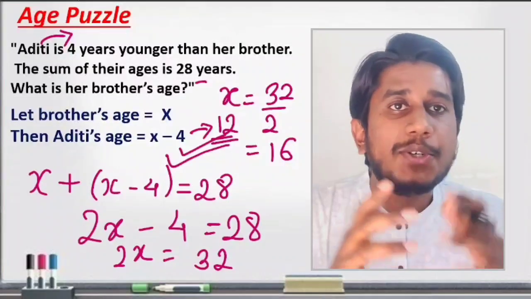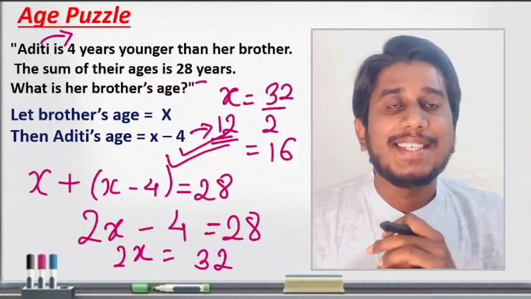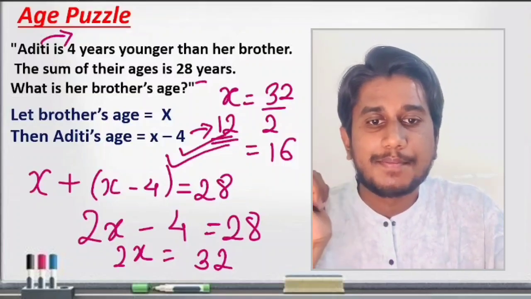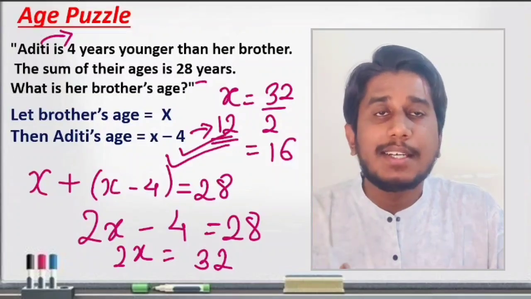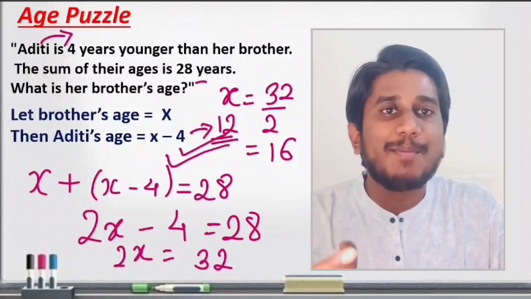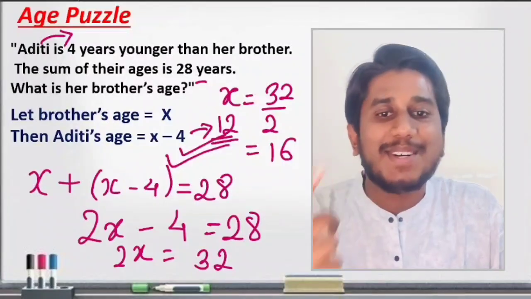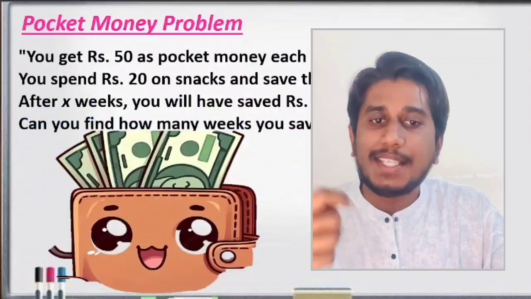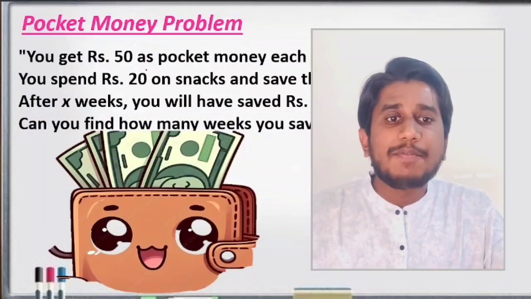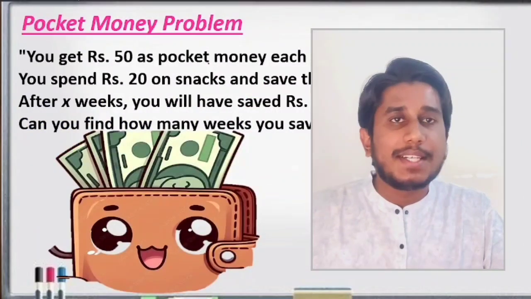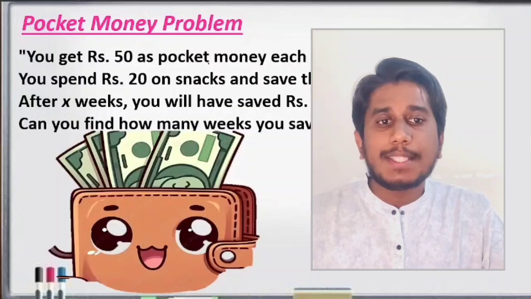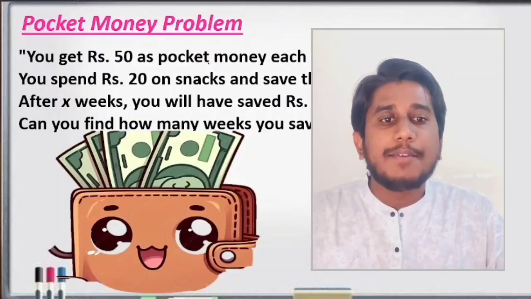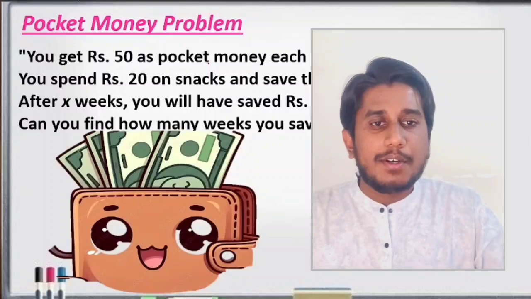Tell me one thing. Do you get pocket money from your parents? Is it weekly or monthly? Tell me. We are discussing the pocket money problem because it will help you while figuring out the money with your parents, right? You get 50 rupees as pocket money each week. You spend 20 rupees on a snack and have the rest, right?